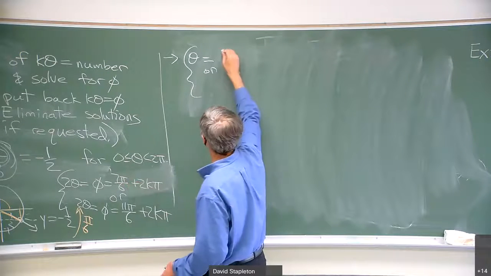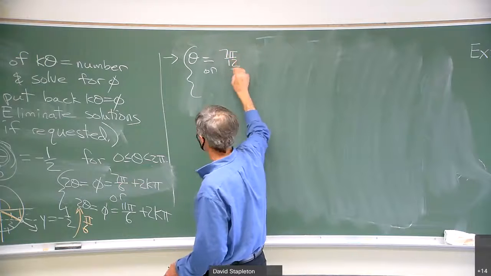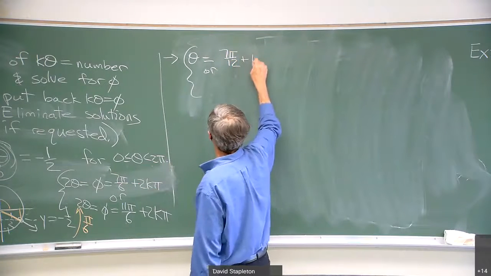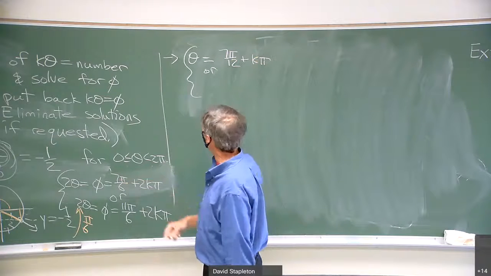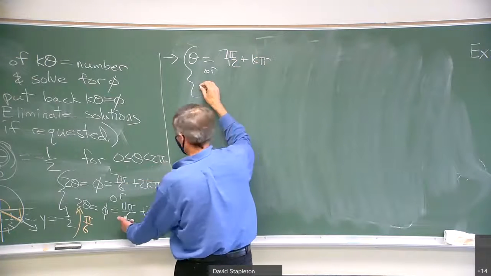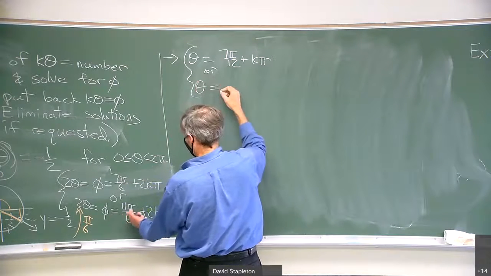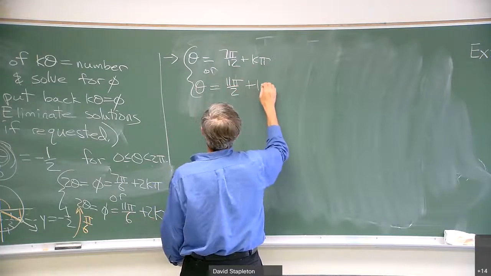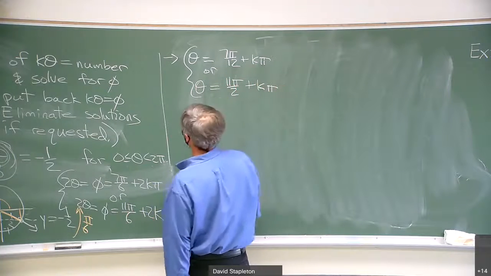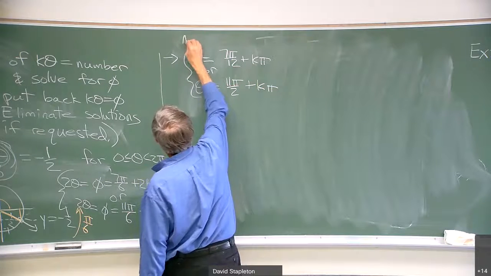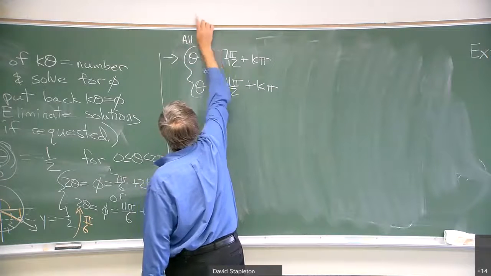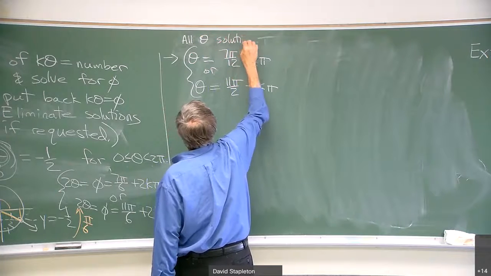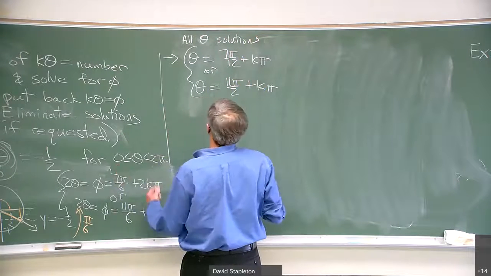So 7 pi over 12 divides that one by 2. 2k pi over 2, the 2's cancel, and you get k pi. There's the right side divided by 2. This one, I divide both sides by 2, I get theta equals 11 pi over 12 plus k pi. So these are all solutions, theta. But now we want to restrict to 0 to 2 pi.